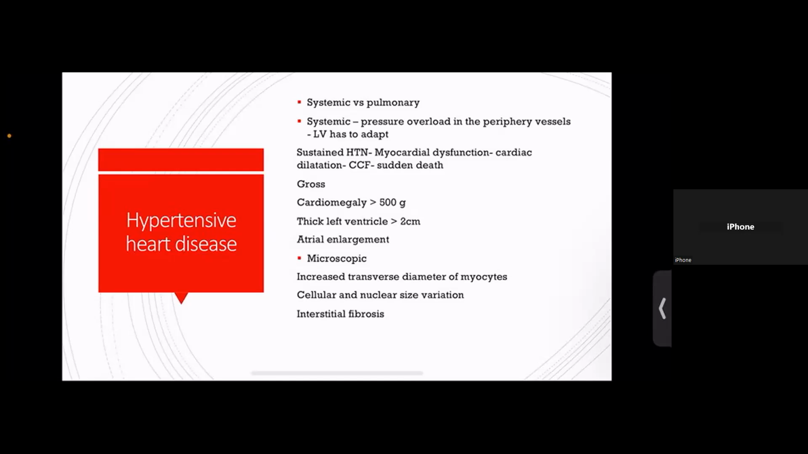So hypertensive heart disease can be systemic or pulmonary. You have systemic hypertension and pulmonary hypertension. Basically, when you're talking about hypertension, we are talking about high BPs, based on recording of blood pressure. Three consecutive recordings of high BPs, more than 130, more than 135 or something. You can go look at the cutoffs.